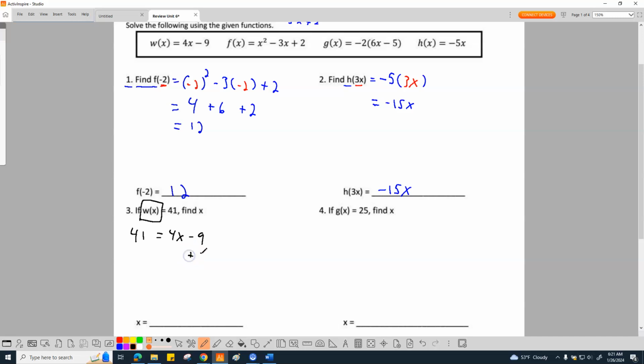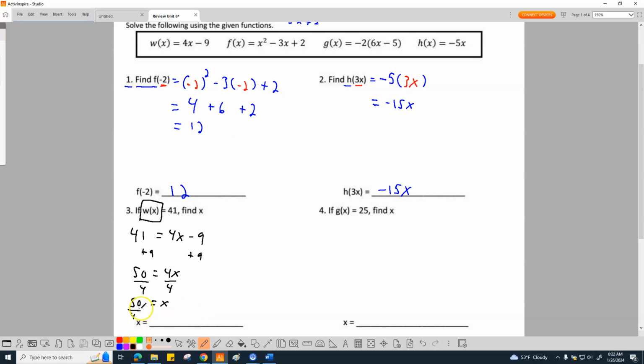Now just solve this, y'all. This is not that big of a deal. I'm going to add 9 on both sides, and I'm going to end up with, what is this? 41 plus 9 is 50 equals 4x. I'm going to divide the 4 on both sides. 50 over 4, if you left that, that is mathematically correct. I won't deduct very many points from it, like hardly at all.